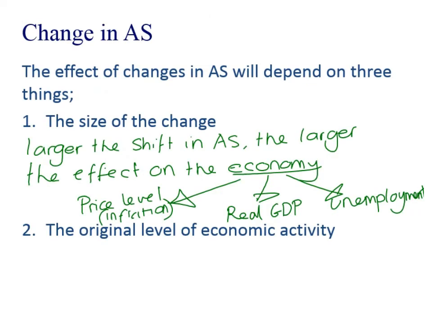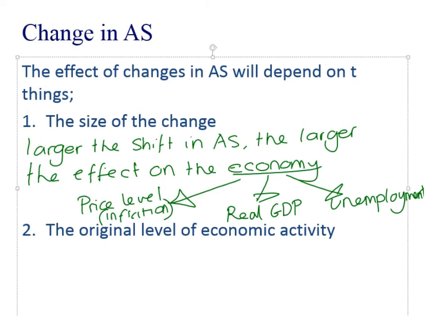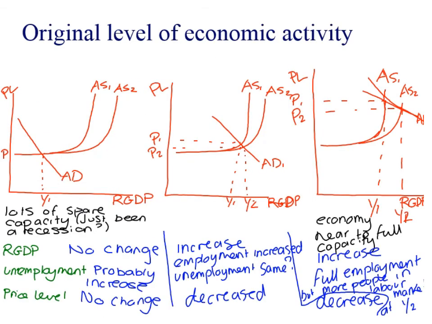And the effect of a change in aggregate supply depends upon two things, because we don't have the multiplier for this one. One, the size of the change, so the larger the shift in AS, the larger the effect on the economy. And two, the original level of economic activity. So let's show you some diagrams here.